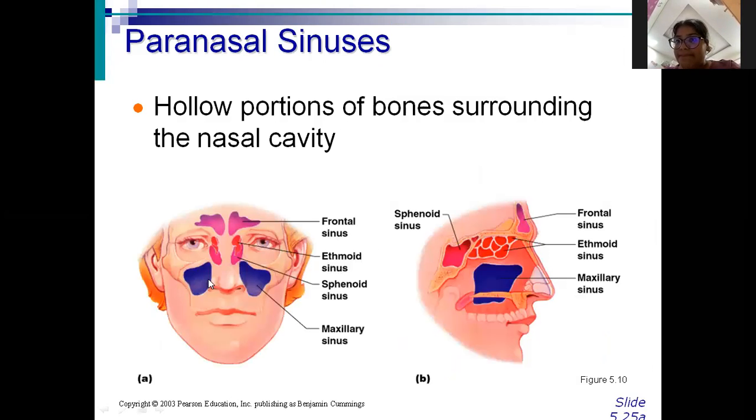So like that, these are the pneumatic bones. They are filled with air. They are present all around the nose, opening in the nose. Hence, they are named as paranasal air sinuses.